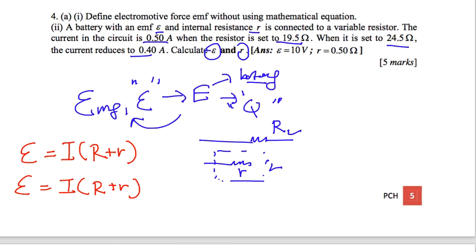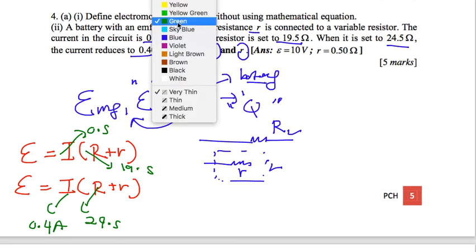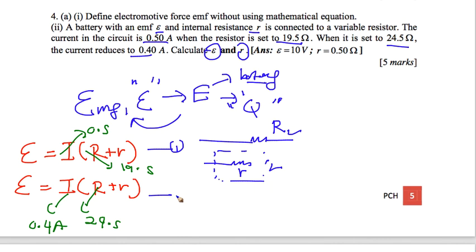So the first situation, the current flow is 0.5 and the external resistor is 19.5. The second situation is the resistance R increased to 24.5 ohm and the current flow is 0.4 ampere. Meaning you have the two equations here, equation 1 and equation 2. So from equation 1 and equation 2, you can find the value of the E and the internal resistor r. So the final answer, EMF E is 10 volt and the internal resistor is 0.5 ohm.